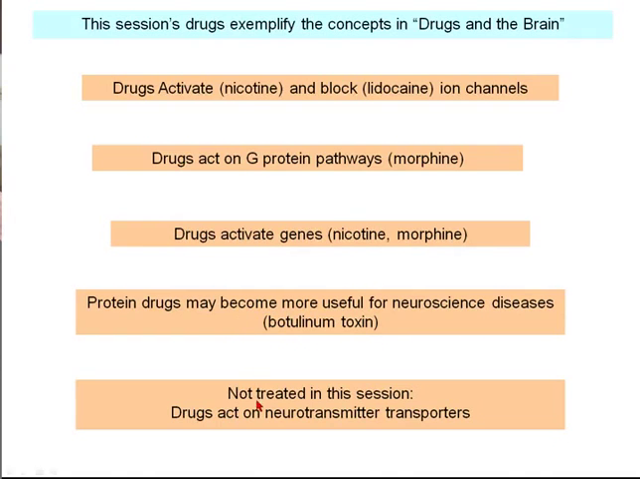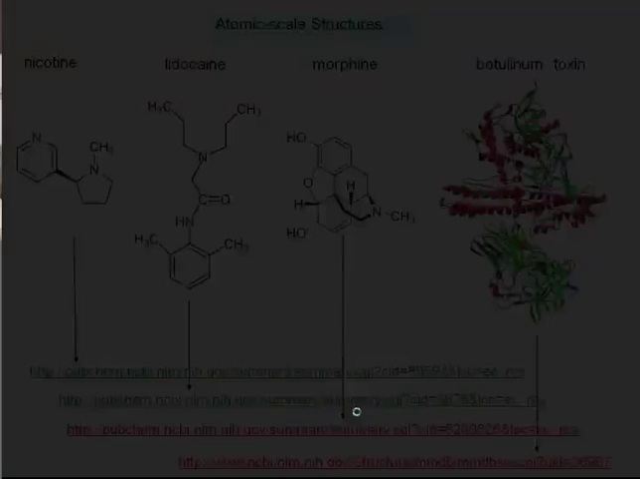In this session, we won't treat drugs that act on neurotransmitter transporters, but they are very important, and we will treat them later on in the course.